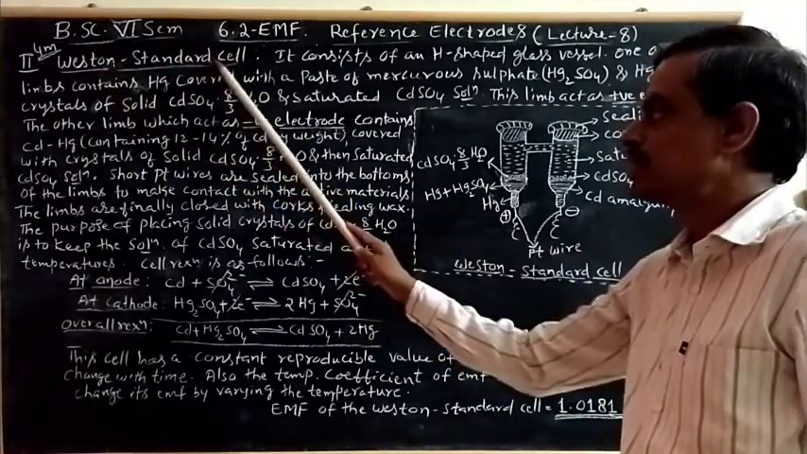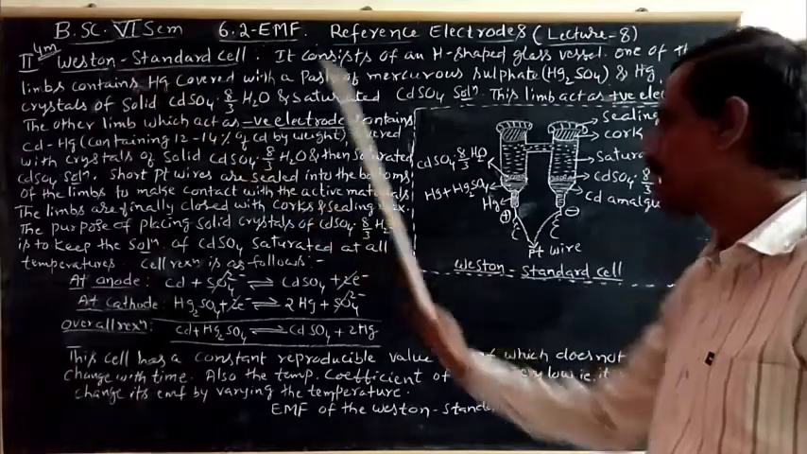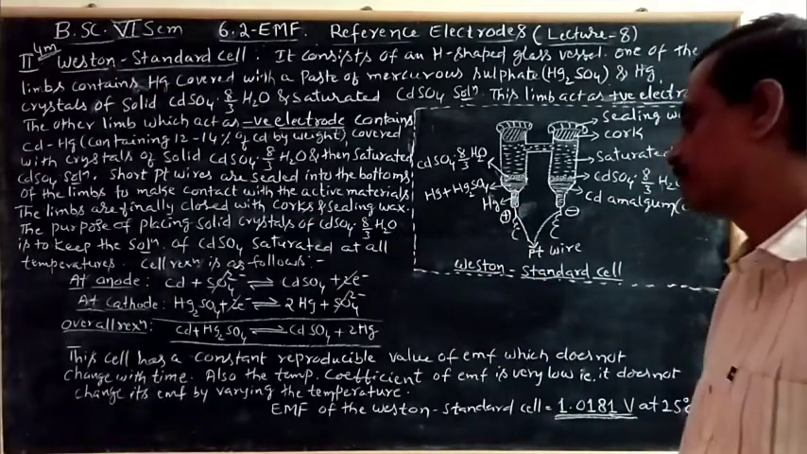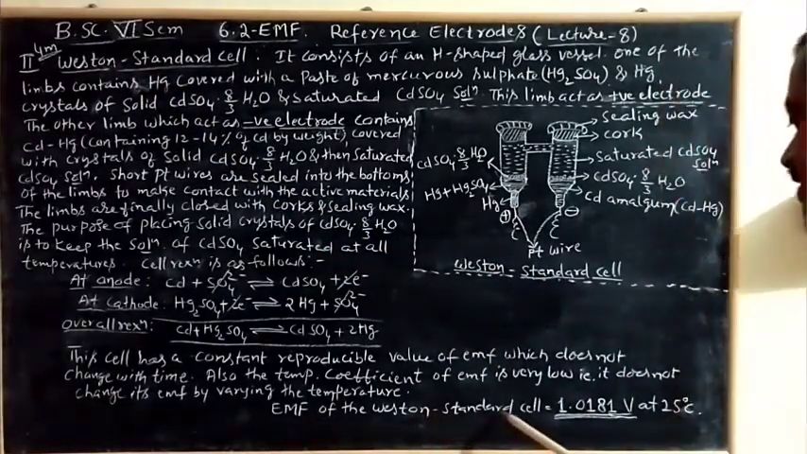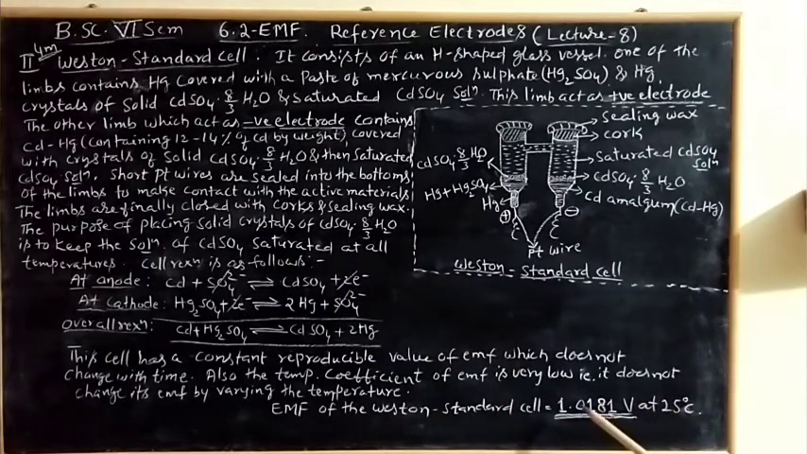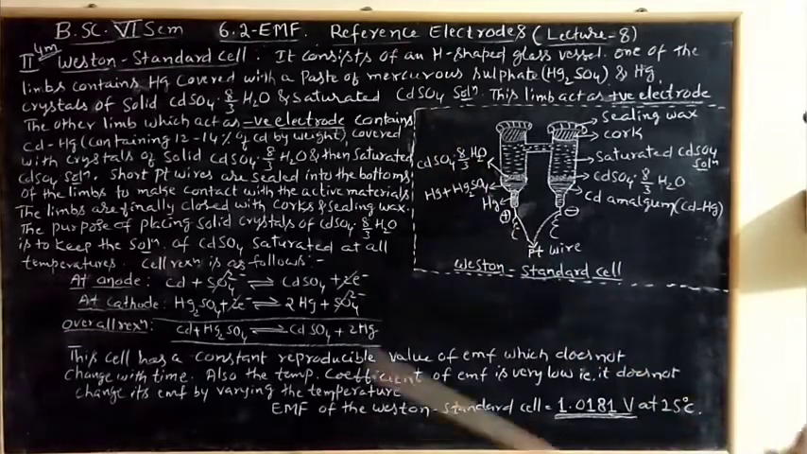So it is called Weston standard cell, or it is also called Weston cadmium cell because we are using cadmium here. Then EMF of the Weston standard cell at 25 degrees Celsius is 1.0181 volts. So this is about the Weston standard cell.